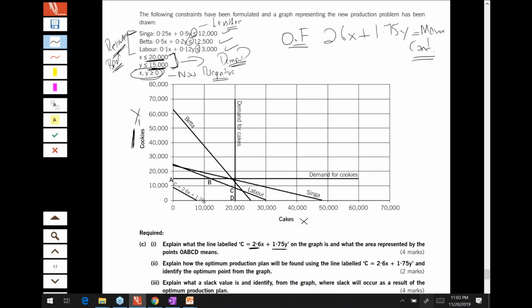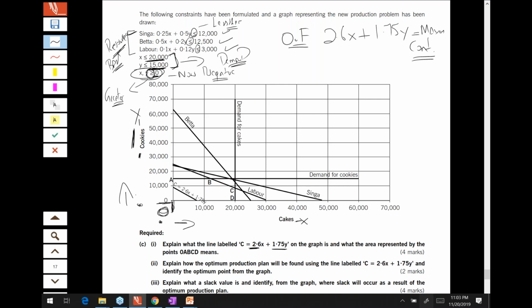These are your non-negative constraints, which means your answer of cookies and cakes will never go negative. Either you will produce 0 x, meaning cakes, 0 y, meaning cookies, or more than that, because this inequality is greater than or equal to. The graph itself is in the positive region because this is the origin. So either you will make 0 cakes or more than 0, and either 0 cookies or more than 0 cookies. This is the non-negative constraint. Are you all getting my point?